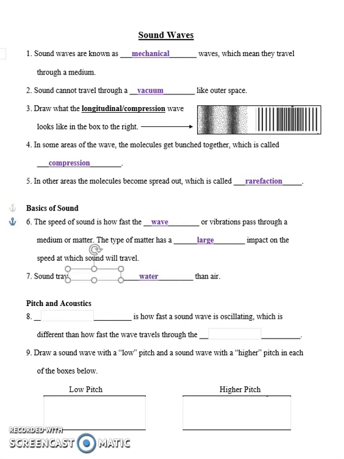Sound does travel faster through water than air. This happens because the molecules are more tightly packed together. So the more packed together the molecules are, the faster the sound can travel.